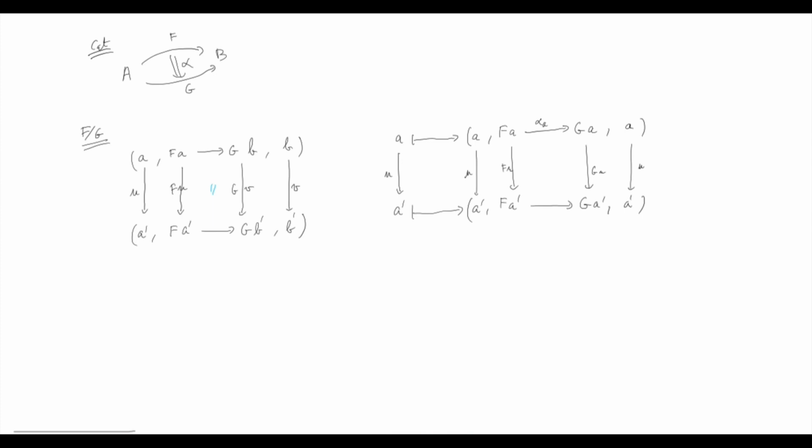So the fact that it commutes means that this morphism U is a morphism in F over G. And if that's a morphism in F over G, it means we've transported objects of A to objects of F over G, and morphisms of A to morphisms in F over G. So we've actually defined a functor.